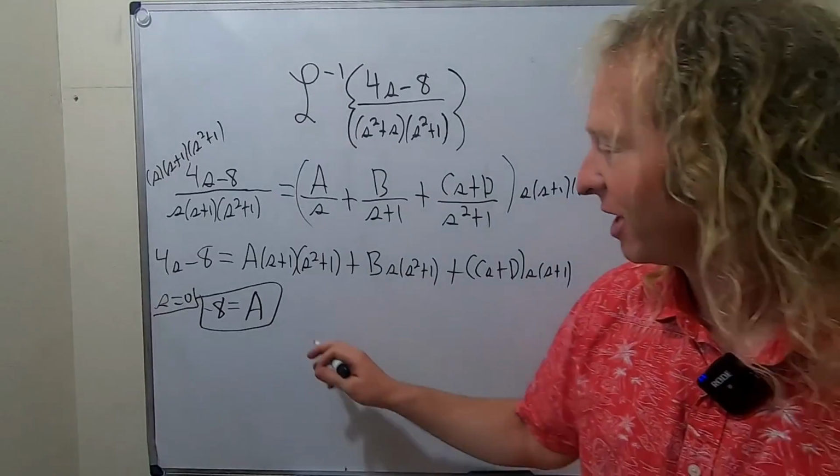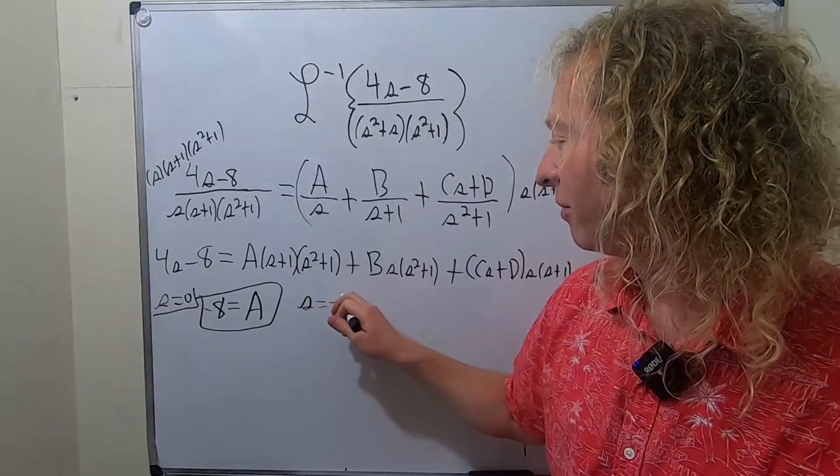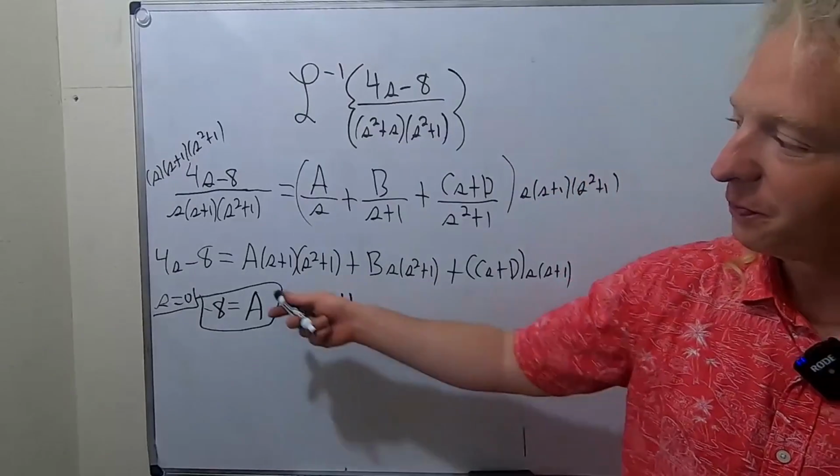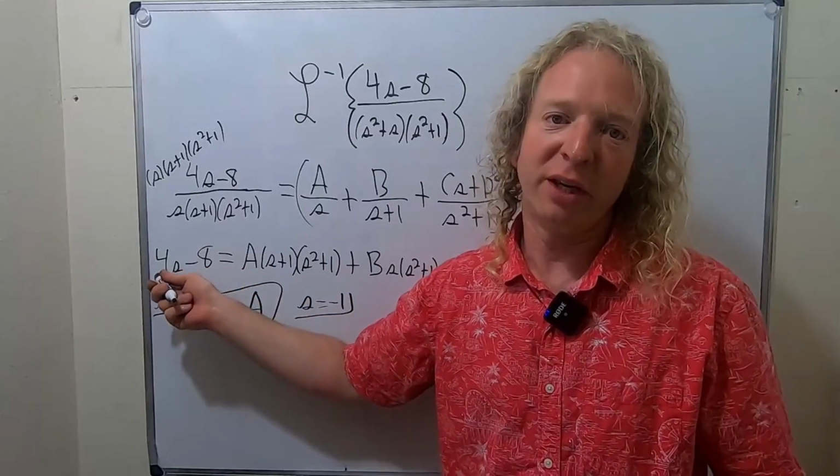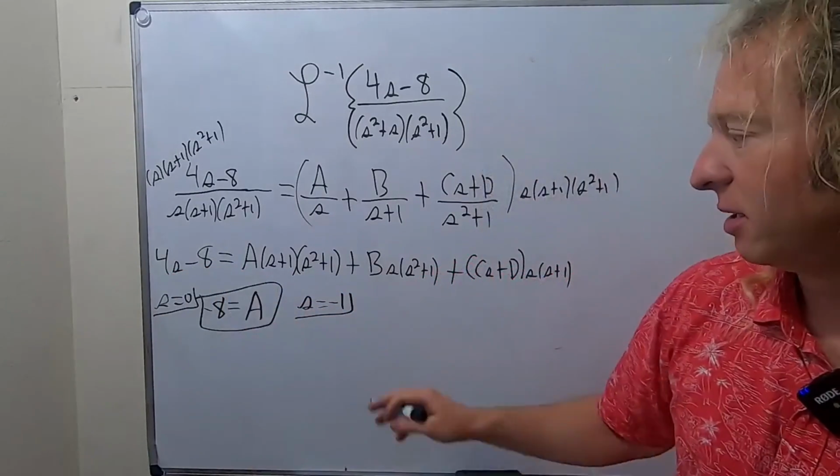Let's do negative 1 now. It's always fun when things work out nice. So plugging in negative 1 here, we get negative 4 minus 8, so that's going to be negative 12.